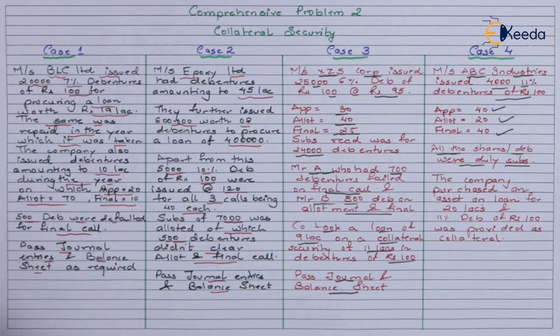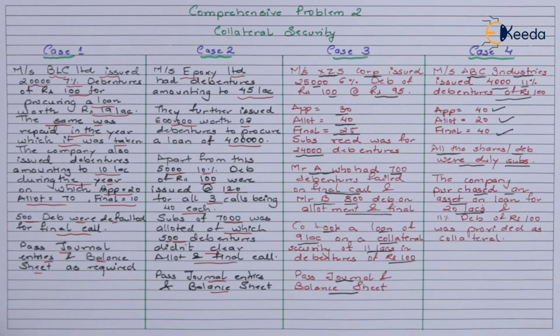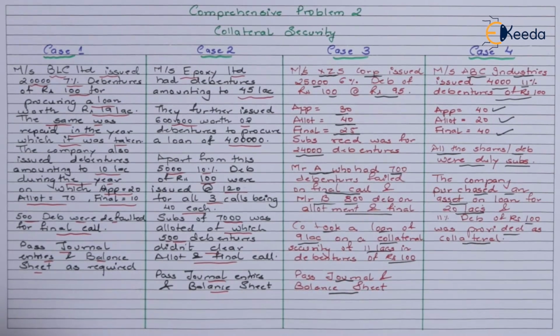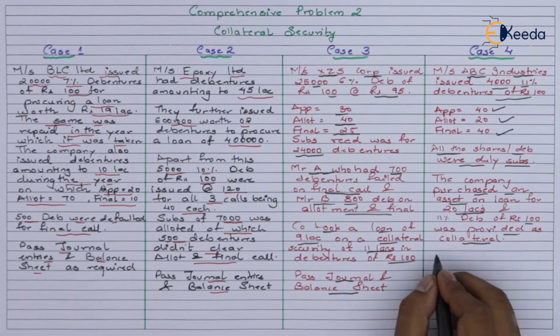Now, the question also states that the company purchased an asset worth rupees 20 lakhs for which a loan was taken here. And as a collateral security, we offered 11% debentures of rupees 100 each, which would be equivalent as a collateral security here. Now, we also have to make sure certain details are added to this, which will be done right now.